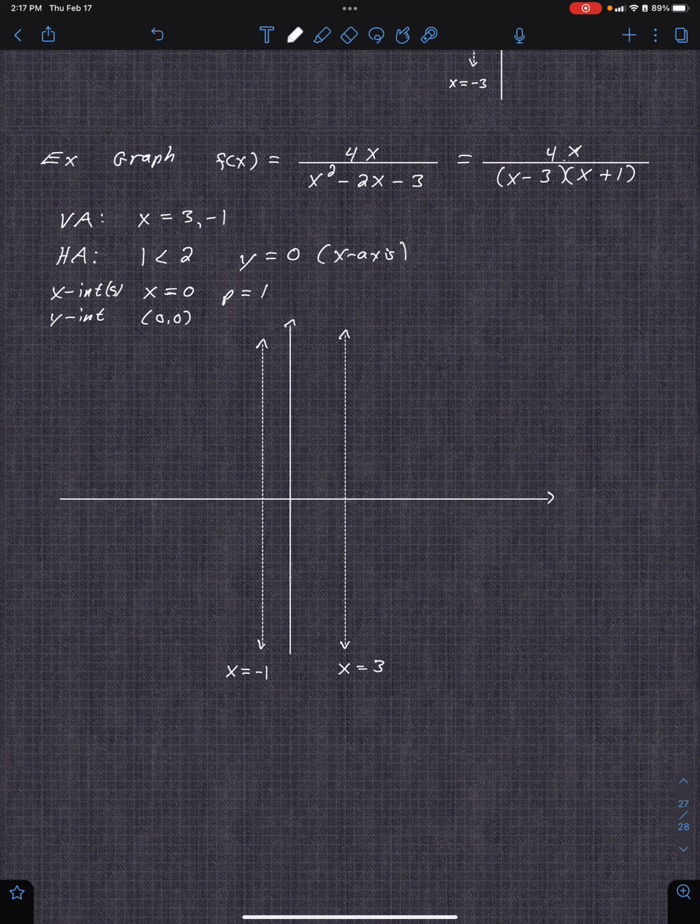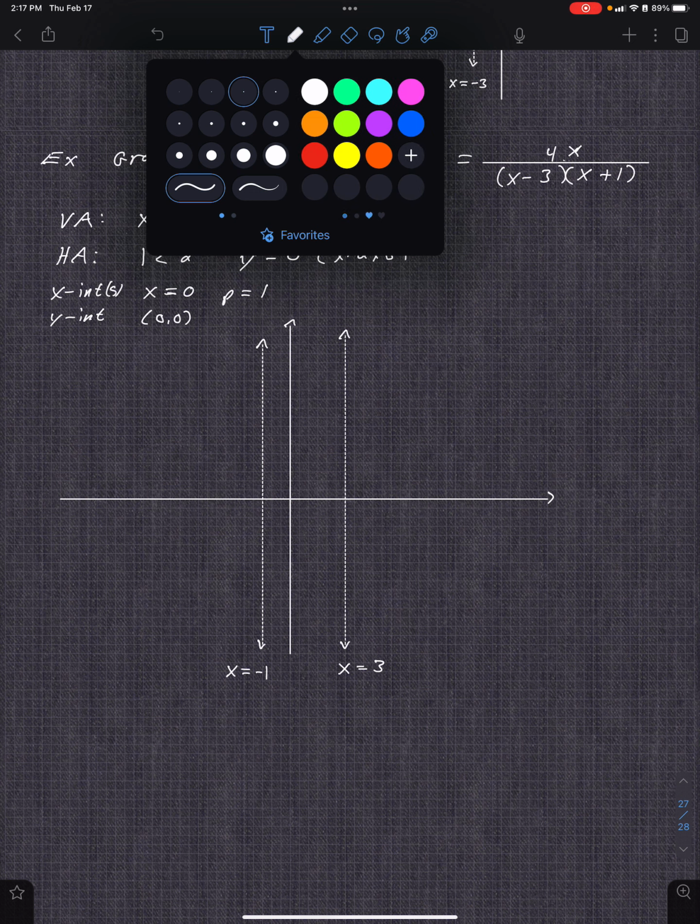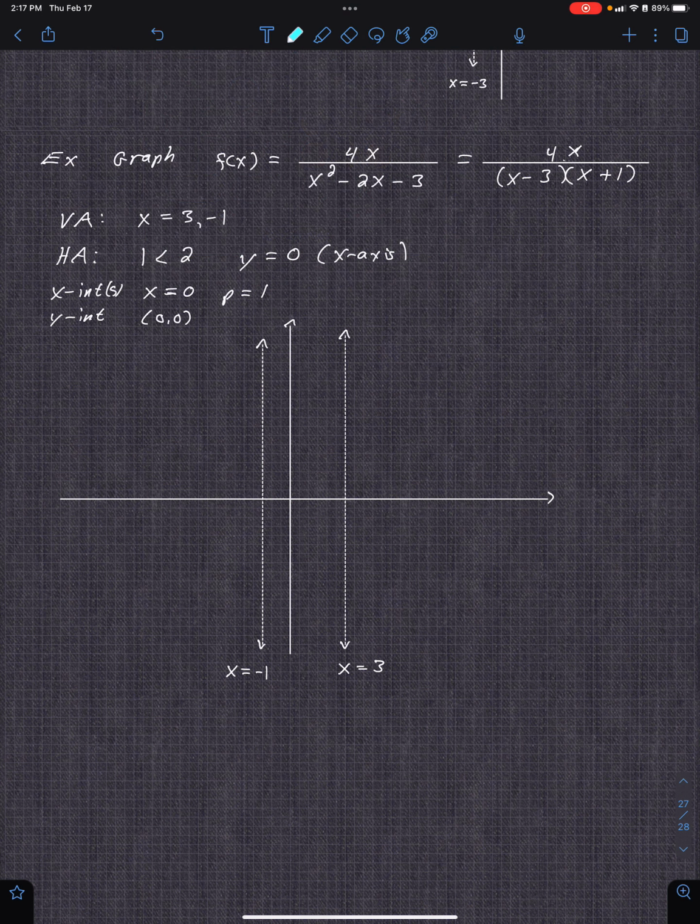You know that it passes through. Let's do this one in blue. You know it passes through (0, 0). But the thing about this one is, and then we have the horizontal is the x-axis.